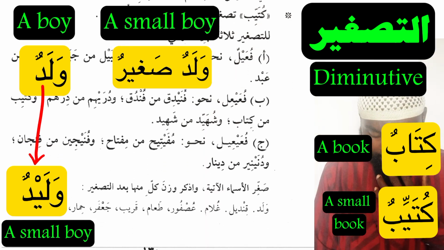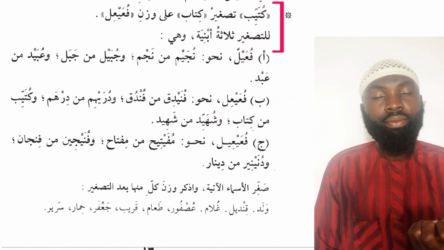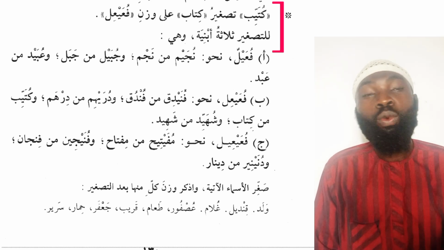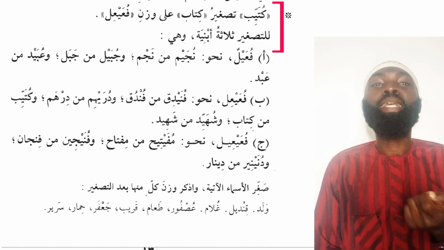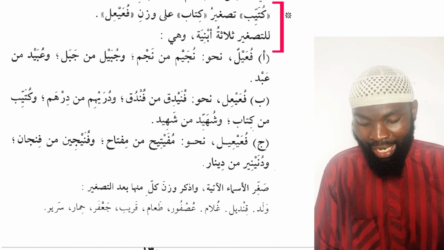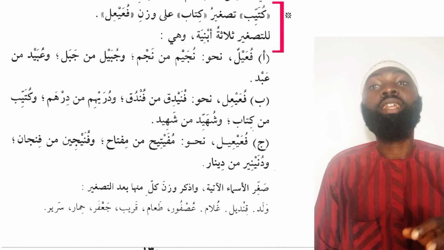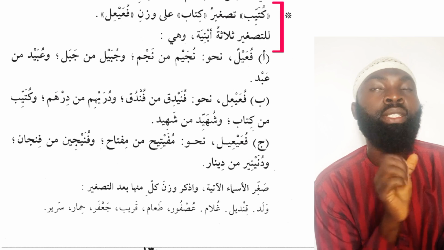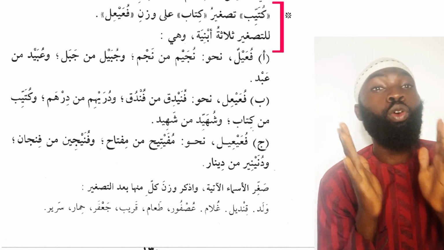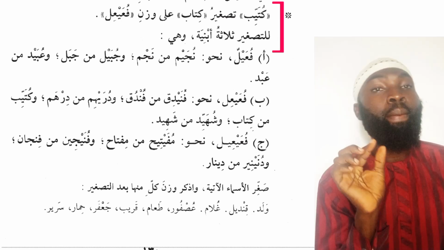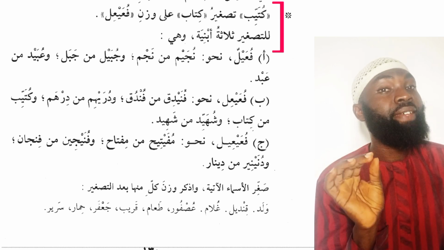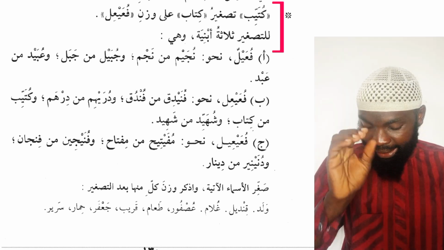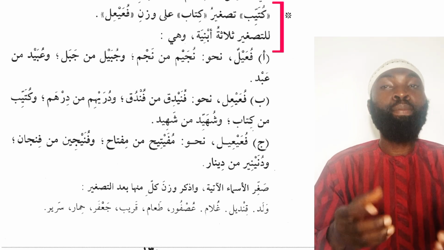Let's look at this book and see what we have here. We have the word kutayyibun. Tasgiru. Kutayyibun is a small form of kitabun. The word kitabun, a book. So when you hear kutayyibun, it means a small book. Ala wazni fu'ailun, which is coming under the pattern of fu'ailun. So to form the nouns into their small forms, there are three patterns, and these patterns are what we shall be looking at. But as for the word kitabun, the pattern for forming it into the diminutive case or the small form, it is the pattern of fu'ailun. Can you see fu'ailun? So there we have kutayyibun, a small book.